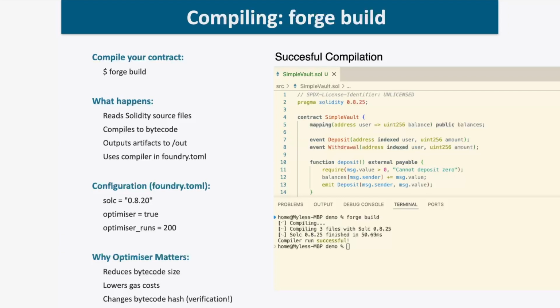Let me explain each setting. Solc equals 0.8.20 means this uses the Solidity compiler version 0.8.20. Optimizer equals true enables the Solidity optimizer. This is important. Optimizer runs equals 200 is a parameter for how aggressively to optimize. 200 is a good default. Why does the optimizer matter? Well, the optimizer reduces bytecode size. Smaller code means cheaper deployment. It lowers our gas costs because optimized code runs more efficiently. And it changes the bytecode hash. This is critical for verification. The compiler must use the same optimizer settings you did, or the bytecode won't match.